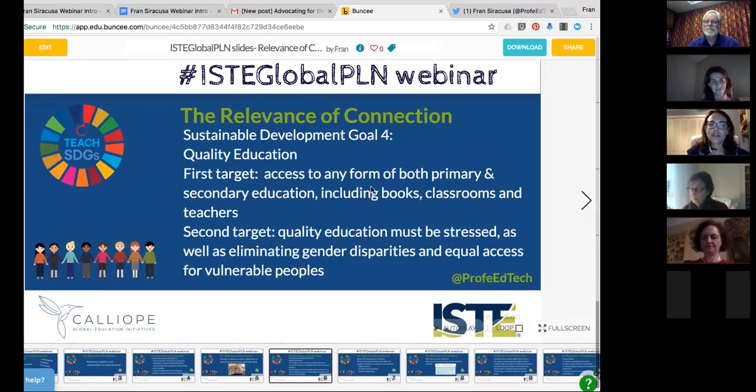So just going back to education, if you think about all the goals, you can probably make everything revolve around education. Even though it's not goal number one, I almost feel like it is. The first target is access to any form of both primary and secondary education, including books, classrooms, and teachers. The second target is that quality education must be stressed, as well as eliminating gender disparities and ensuring equal access for vulnerable peoples.